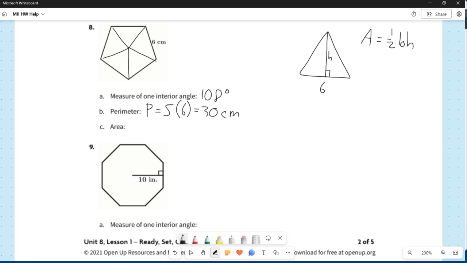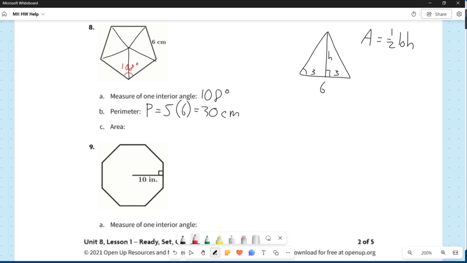Couple things. That height that I just drew will always bisect the base, which means if my base is 6, this piece is 3 and this piece is 3. It also turns out, just like we saw with 7, that we also know the measure of this angle, one of our base angles. And the reason that we know that is from part A, we found that the measure of one of the interior angles of the pentagon, before we divided it up, was 108. And when we drew the line here to create our triangle, that line also bisects the angle.